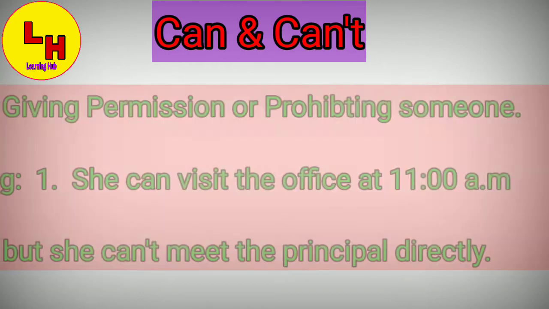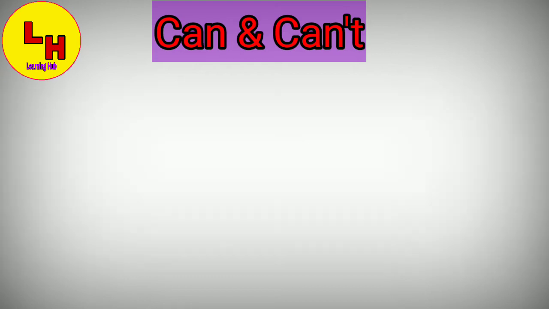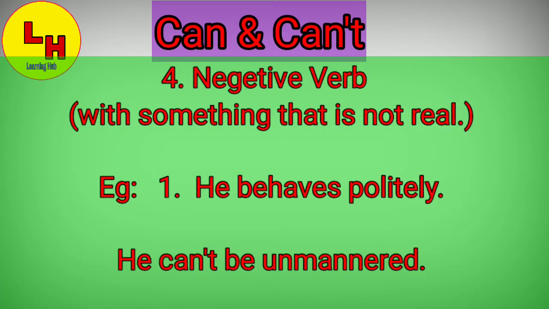Point number 3 is giving permission or prohibiting someone. For example, she can visit the office at 11 a.m. but she can't meet the principal directly. In the sentence, she is permitted to visit the office at 11 a.m. but she is not permitted to visit the principal directly.